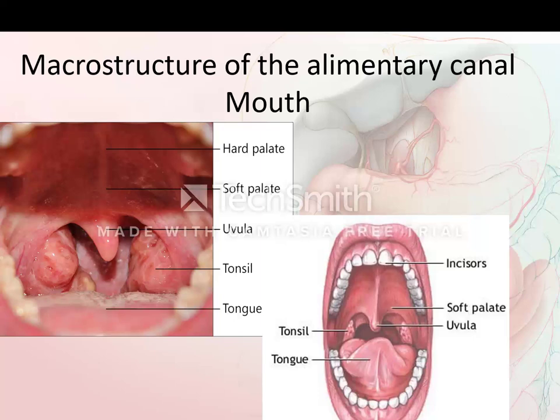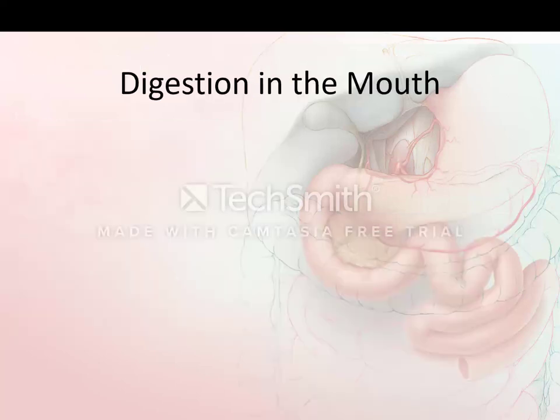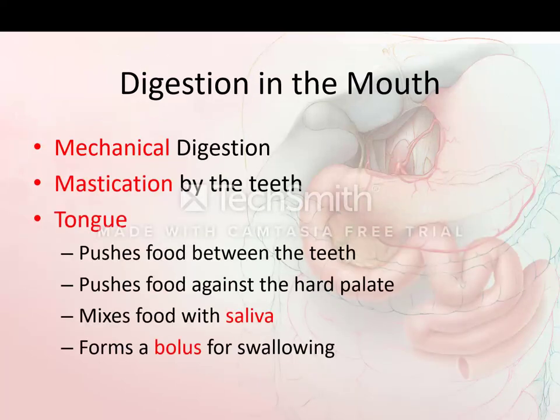Anyway. Okay, so in your mouth is the opening to this alimentary canal. You have teeth and tongue and salivary glands that are going to be involved in digestion. So there's mechanical digestion in the mouth.